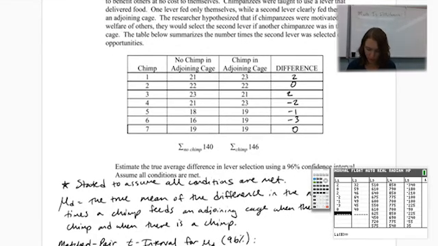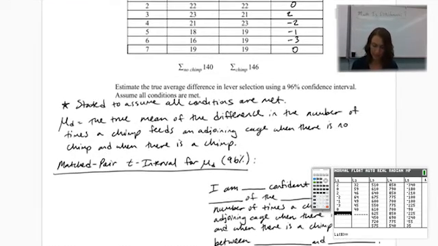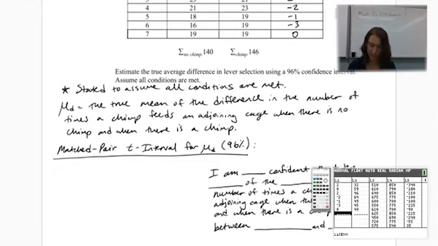Now it says estimate the true average difference in lever selection using a 96% confidence interval. Assume all conditions are met. So we don't need to redo our conditions, which is nice, but we do need to make a statement saying that we're assuming all conditions are met. We need to define our parameter: mu sub d, the true mean of the differences, or the true mean of the difference in the number of times a chimp feeds an adjoining cage when there is no chimp and when there is a chimp. Matched pairs t interval for mu sub d at 96%.